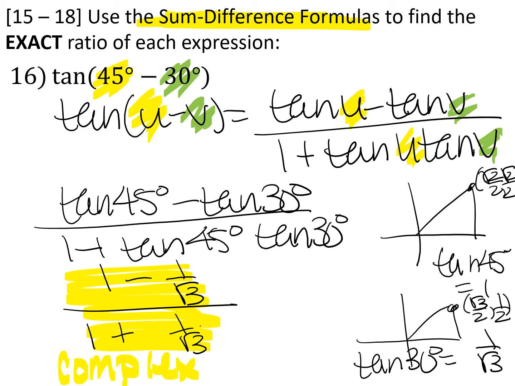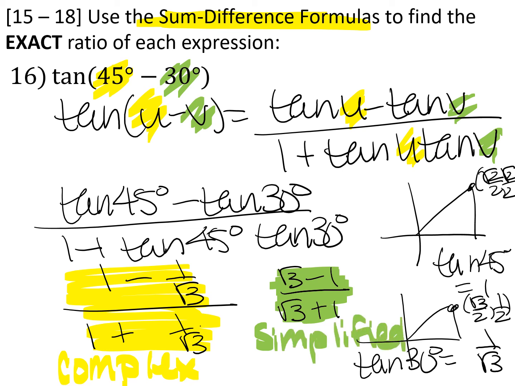So sometimes students will simplify that. The complex fraction, I multiply by root 3 over root 3, and that would give me 1 times root 3 is root 3 minus 1 on top, over root 3 plus 1 on the bottom. Okay, so that's a simplified version. Let me erase this one.